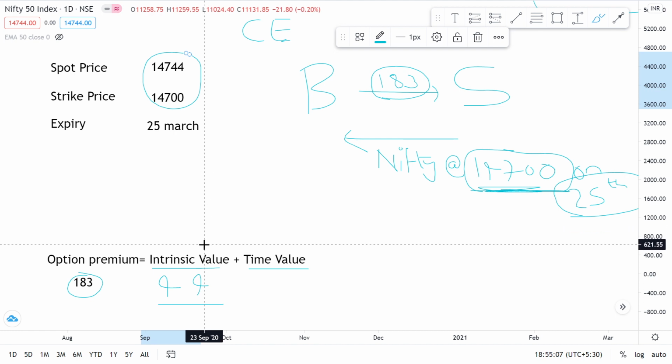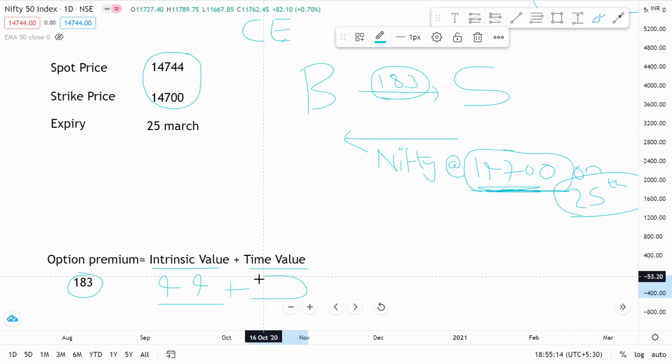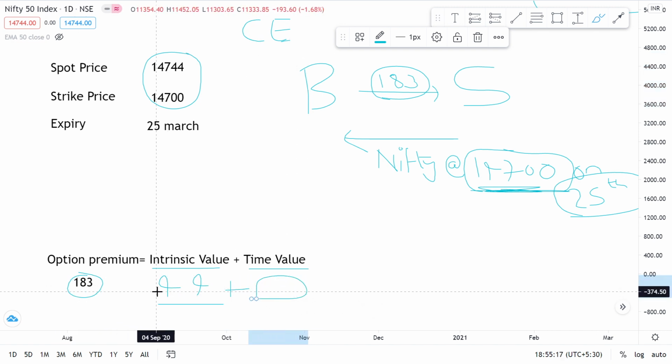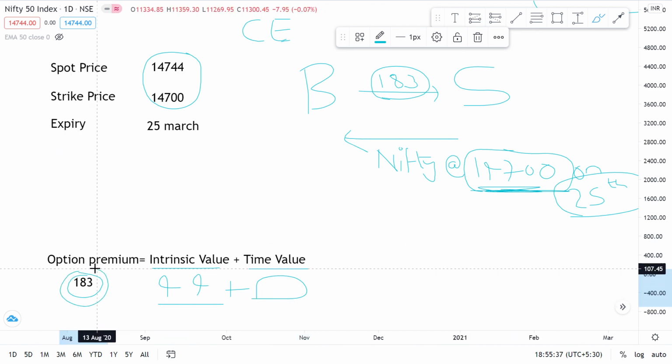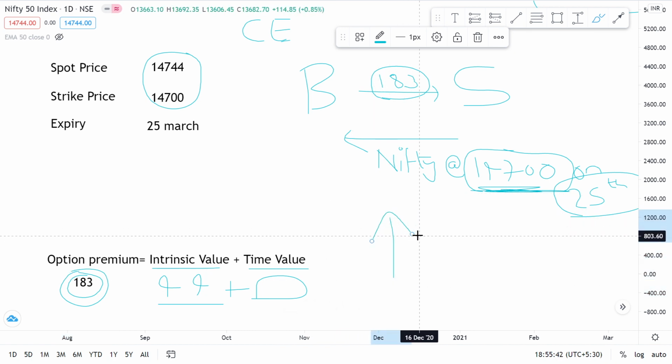So the intrinsic value is the spot price minus the strike price. Now what is the time value? The remaining value is the time value. So your time value here is 183 minus 44, whatever that is, the time value of the option. Now what role does this play? So right now the intrinsic value is 44 and the buyer is paying the seller 183. So this 183 he's paying in the hopes that Nifty rises even further from the level it is right now.